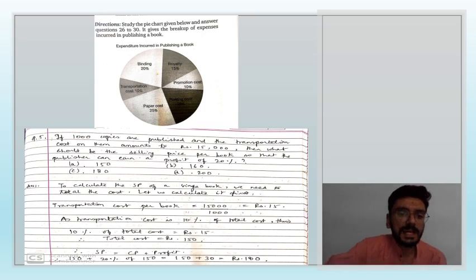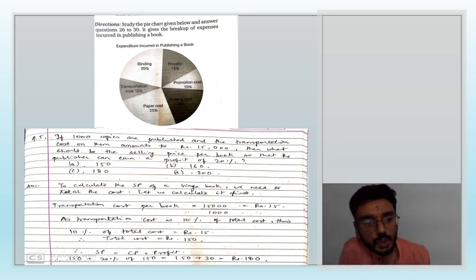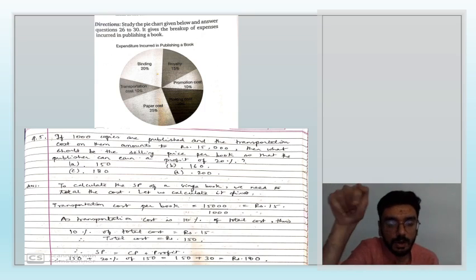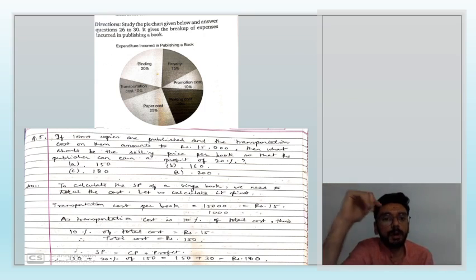So if 1,000 copies are published and the transportation cost on them amounts to rupees 15,000, then what should be the selling price per book, so that the publisher can earn a profit of 20%? So the publisher wants to earn a profit of 20%. As you know, selling price is equal to cost price plus profit. So whatever be the cost price, he needs to sell it 20% more than the cost price. Then only he'll get a profit of 20% over the book.